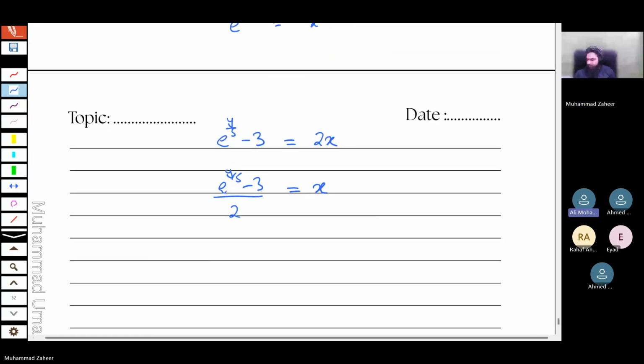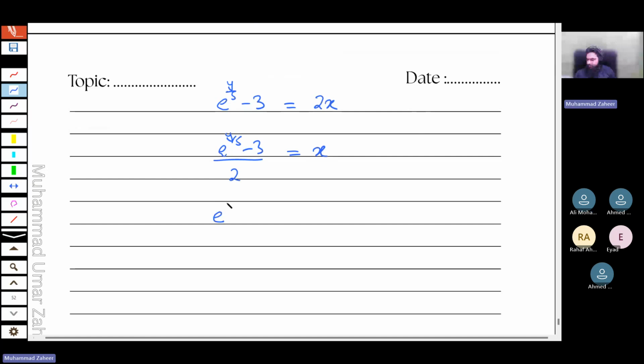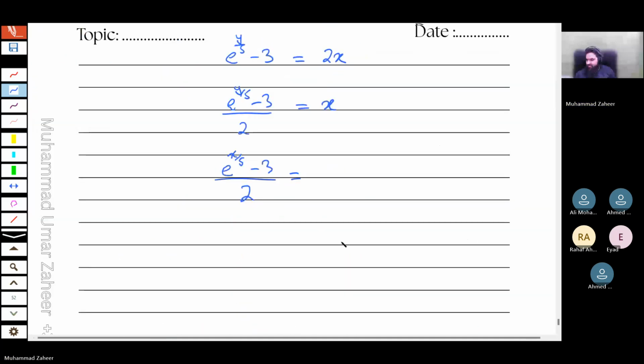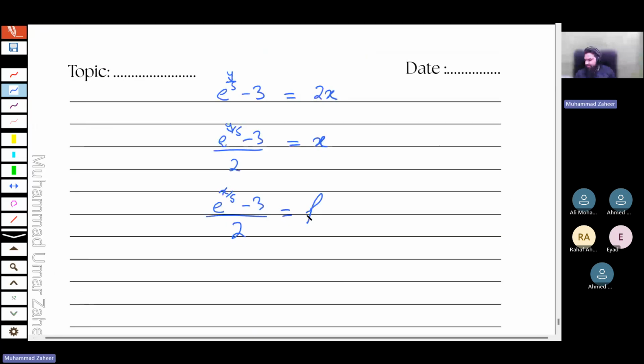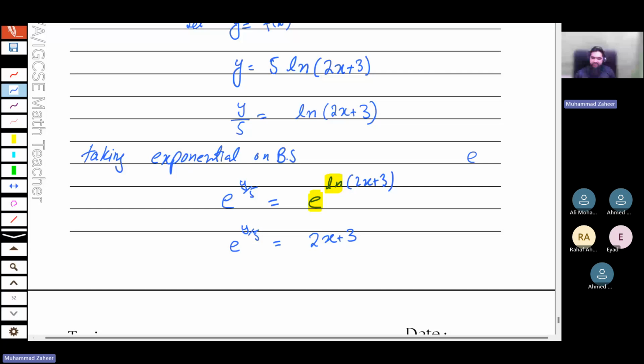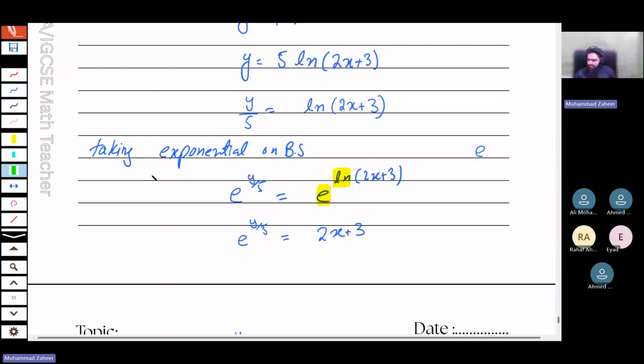Change x into f inverse of x. We have to replace y with x and x with the inverse function. The function is f of x or g of x, and x becomes f inverse of x. So you already know how to find the inverse. Just this step is going to be new for you: how you are going to remove the natural log. To remove the natural log, you need to take the exponential on both sides.